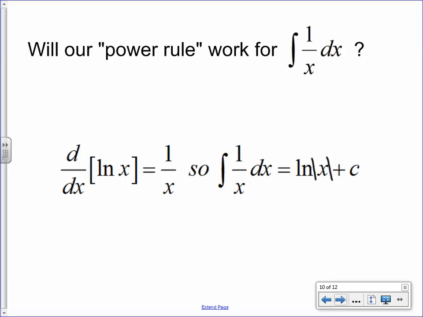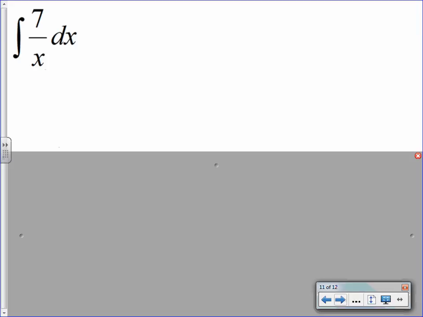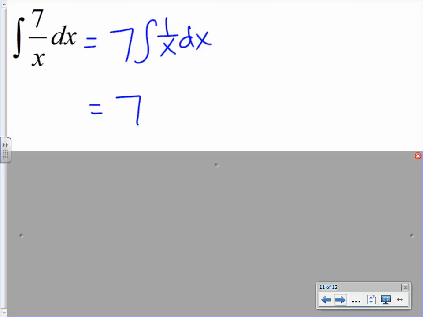I think those L's and the 1s are the same. All right, let's do some examples. If it helps you, you can rewrite this as 7 times the integral of 1 over x dx. Which means this is 7 times, what's the integral of 1 over x? Natural log of x plus c. Right? Okay. Simple.